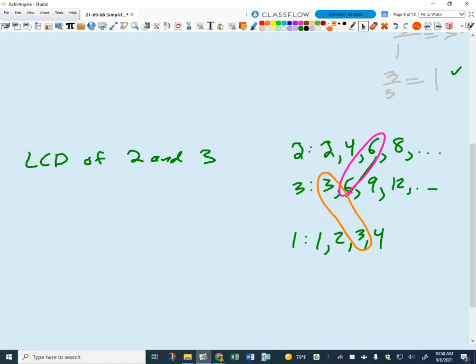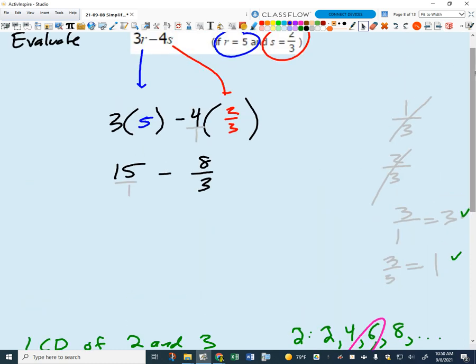All right. So we need a common denominator of 3. I've already got a 3 here. What do I have to do to the 15 over 1 to get a 3 on the bottom? Multiply by 3, top and the bottom. Okay, now let's take just a second and discuss that.